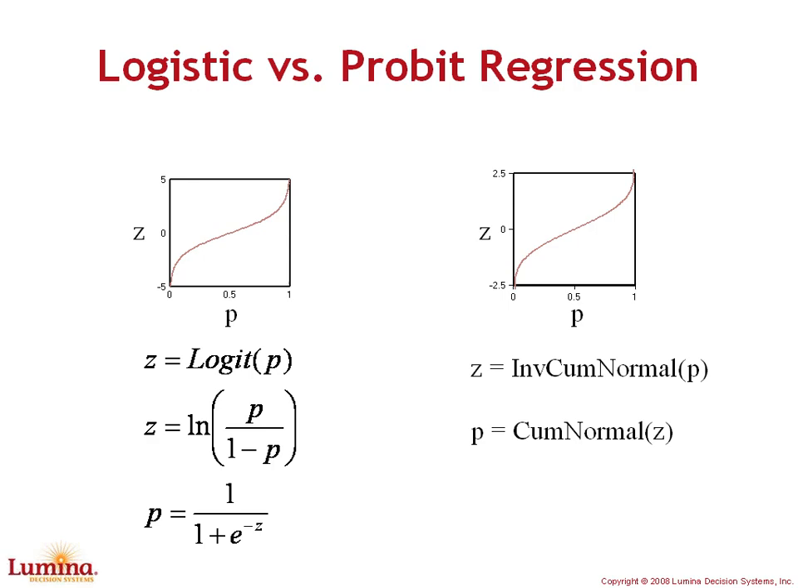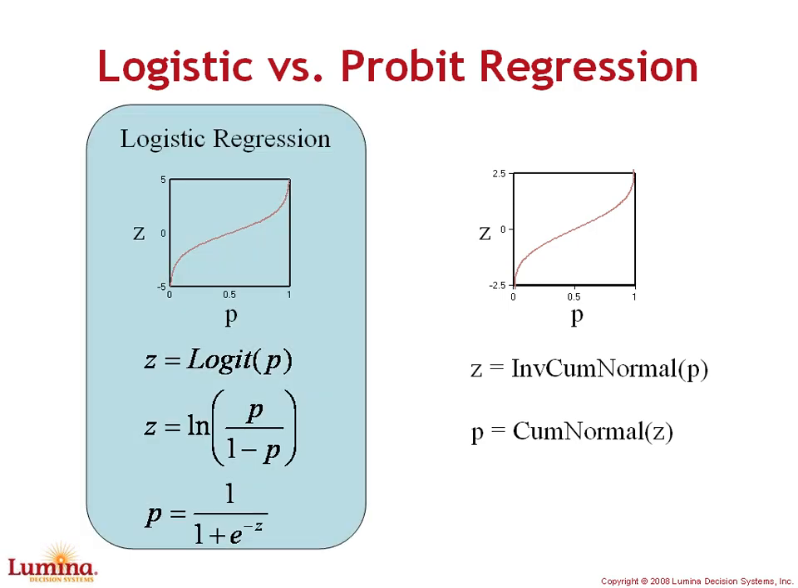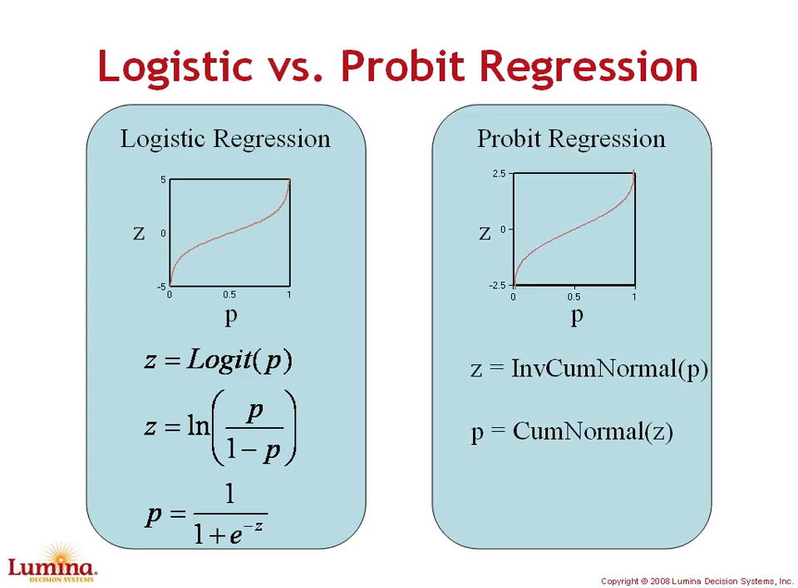So we could use that as well, and the inverse then is the cum normal, the actual CDF of the normal distribution. It's not going to make a huge difference which of those two functions we use. They both have the basic shape. They both accomplish the same thing. But the one on the left is the function that people use when they do what's called logistic regression, and the one on the right is what people use when they do what's called probit regression.